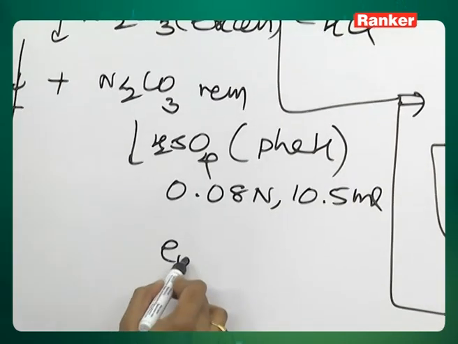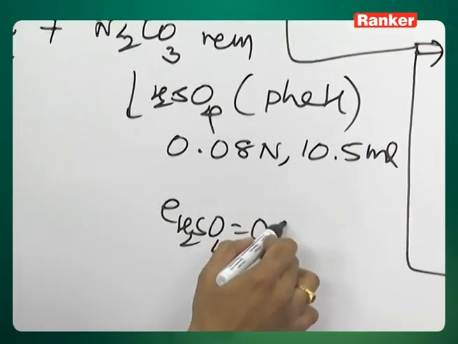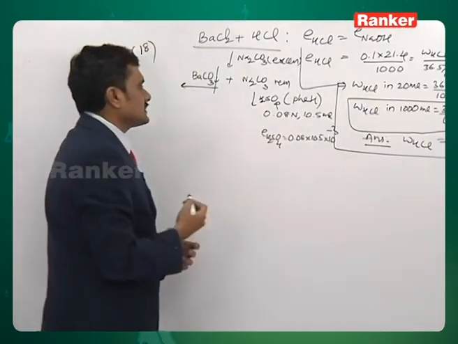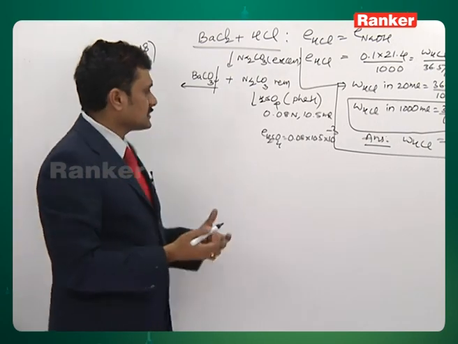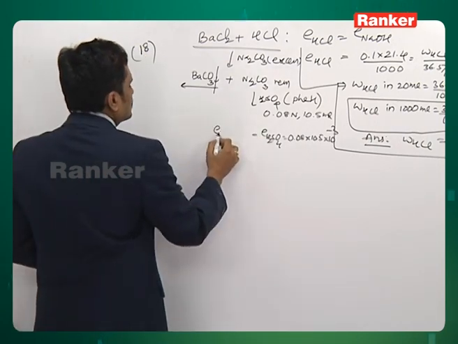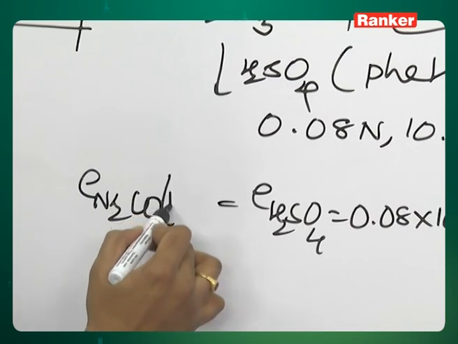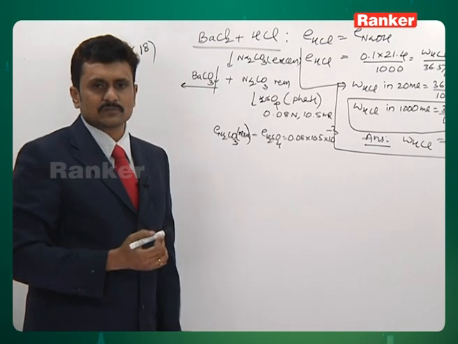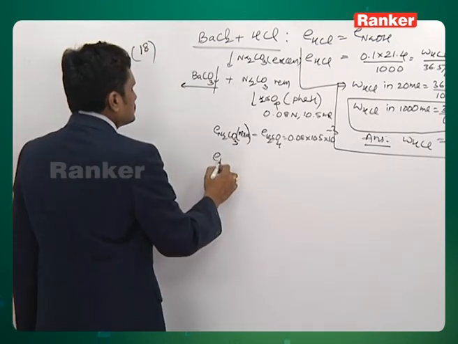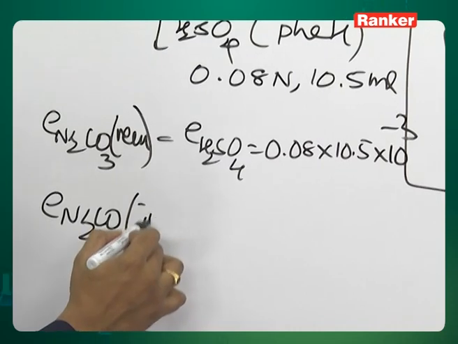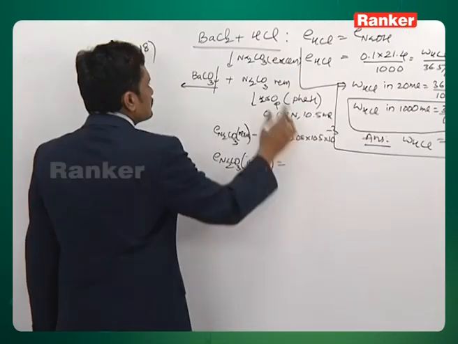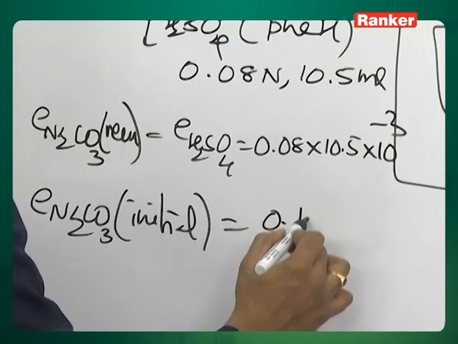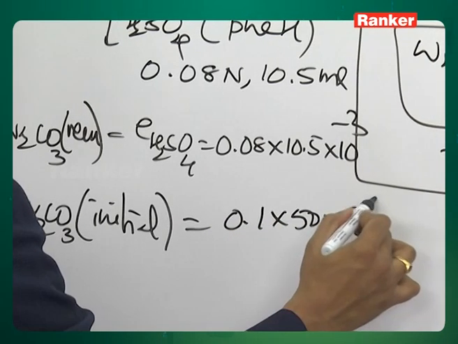milliliter. Hence you will be writing the gram equivalents of H2SO4 is equal to normality into volume in liter. So these are the gram equivalents of H2SO4 that have reacted with Na2CO3, and nothing but the equivalents of Na2CO3 that are remaining in the solution. Now we know that the Na2CO3 which has been initially added in excess over here, information is provided to you, 0.1 normal and 50 milliliter of it.